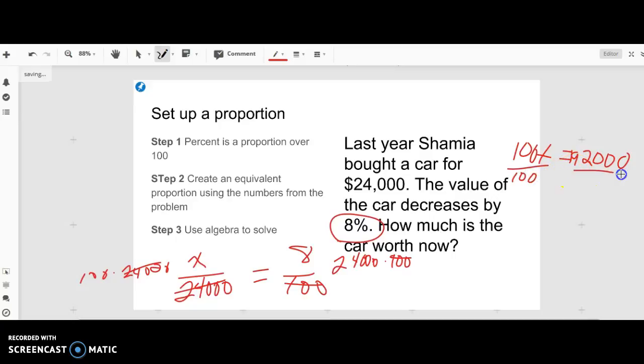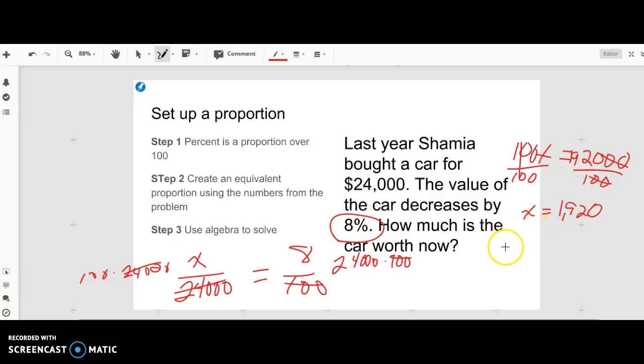Divide by 100 on both sides. The 2 zeros cancel out. The 100s cancel out. I have x equals 1,920. So that is the 8%.